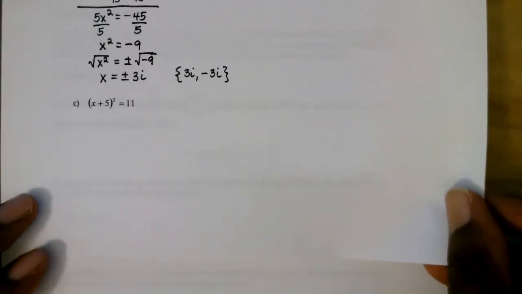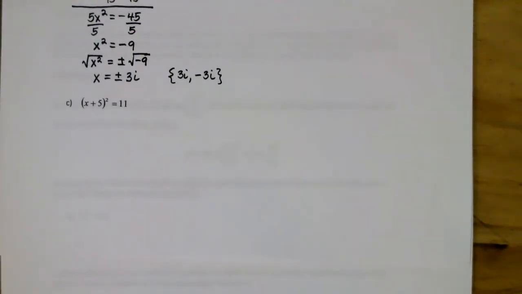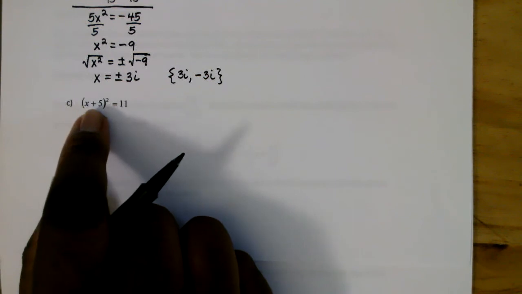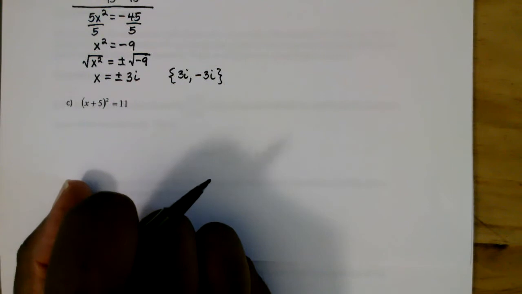Now take a look at part C. Here we've got (x + 5) squared is equal to 11. And here we want to solve this equation. This one's written differently from parts A and B because if you look at it, we take the x, we're adding 5 to it, and then we're going to square it to get 11.